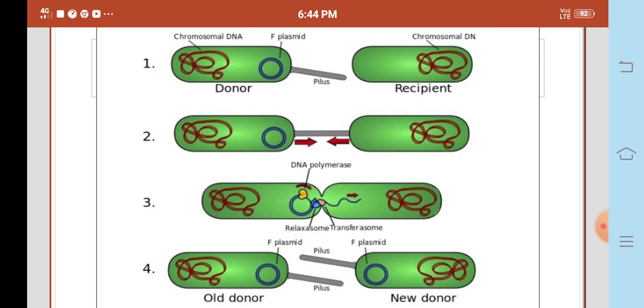The fourth one is the old donor and the new donor. The new donor contains chromosomal DNA and F plasmid, and the old donor contains F plasmid and also chromosomal DNA. The genetic material is transferred through the pilus.